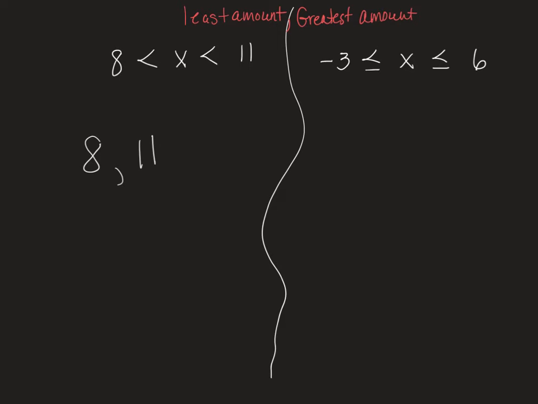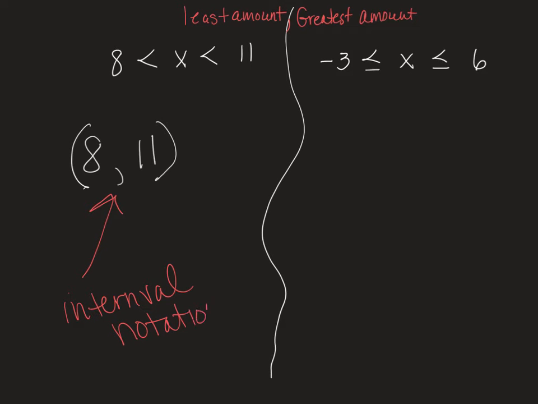Now I have to decide. By the 8, it says less than, and less than is a parenthesis. For the 8, over here by the 11, x is less than 11, I'm going to use a parenthesis. This is now in interval notation. I don't know that I spelled that right.